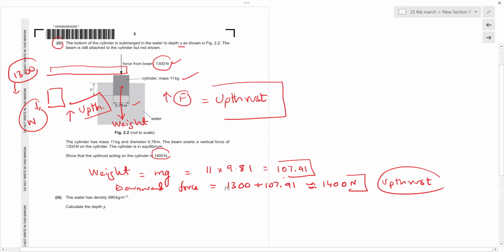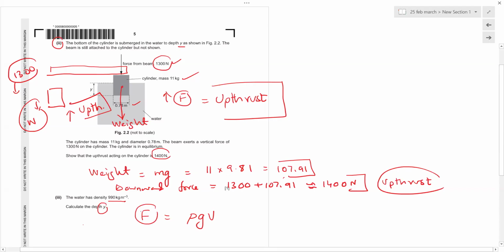Sure. Next, what else? Yeah, water has density 990 kilograms per cubic meter. Find out y, depth y. Okay. So we can use F equals rho g V, the traditional formula for upthrust. We just figured out upthrust.